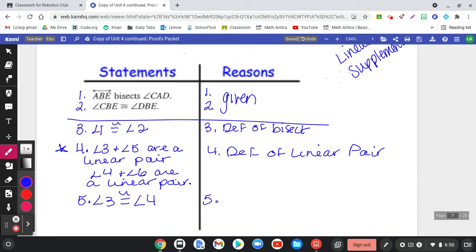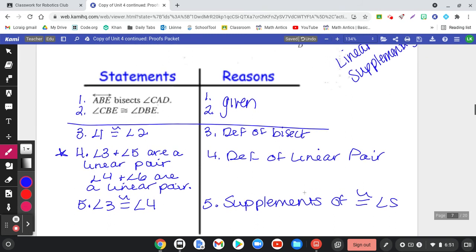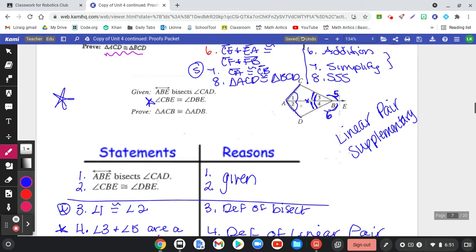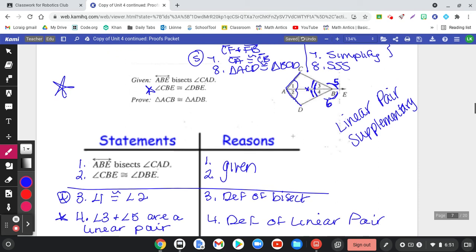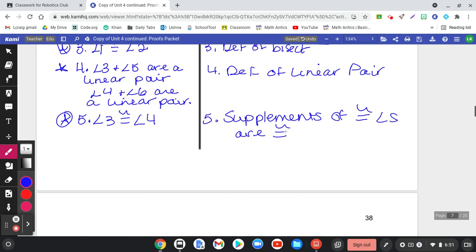And the reason, because supplements of congruent angles, right, because they told us 5 and 6 were congruent, these outside angles, these are supplements of those. So supplements of congruent angles are congruent. So we have our two angles. We now just have to say AB is congruent to AB by reflexive, and you can say your two triangles are congruent by angle side angle.